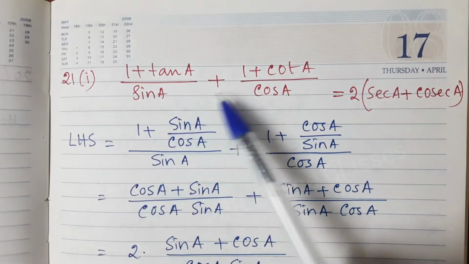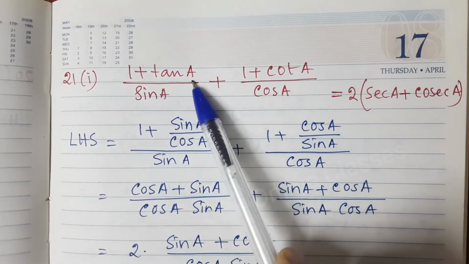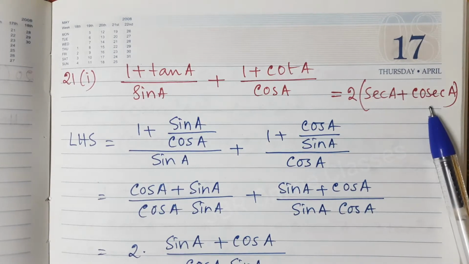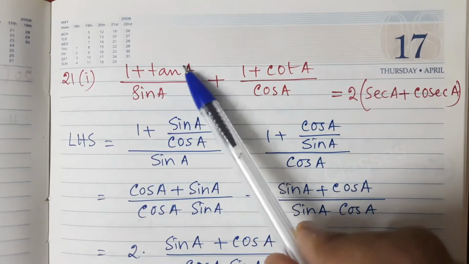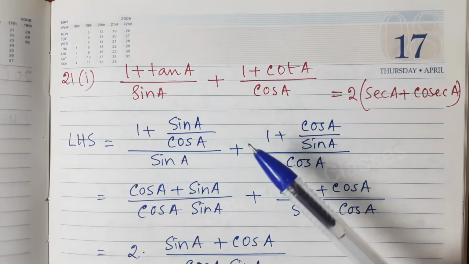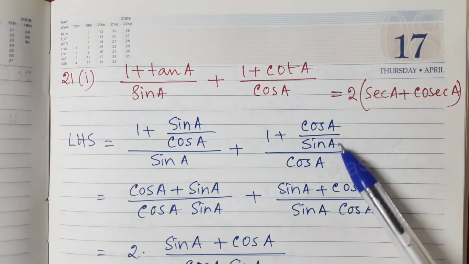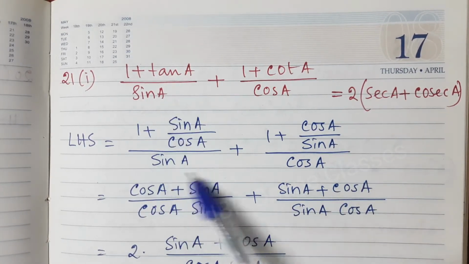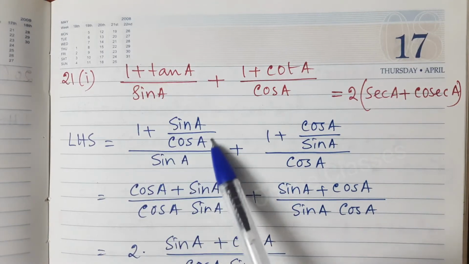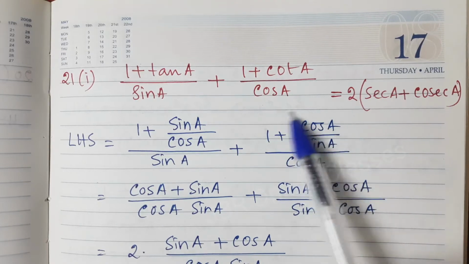Now here also it is like the previous one. See, in the left hand side tan A is present and cot A is present, but not in the right hand side. So we write tan A in terms of sine and cos. Similarly cot A we write in terms of sine and cos. So tan A is sine A by cos A and cot A is cos A by sine A. All other terms are same. Now in this line what we are doing, this numerator we are doing LCM. Similarly in this numerator we are doing LCM.